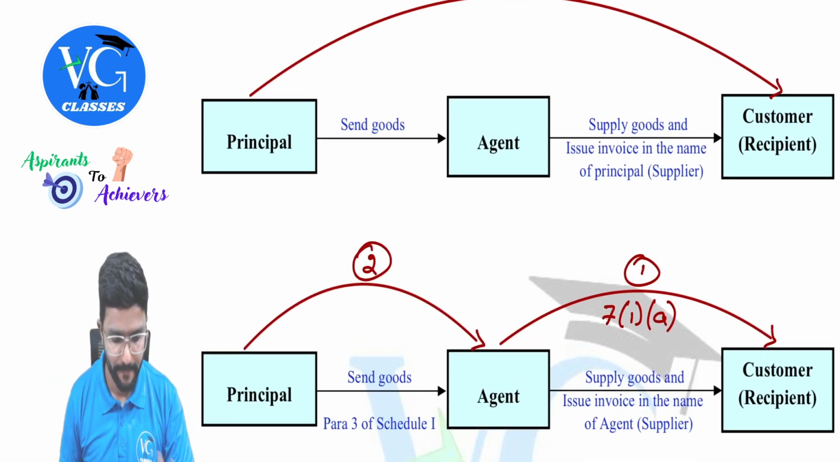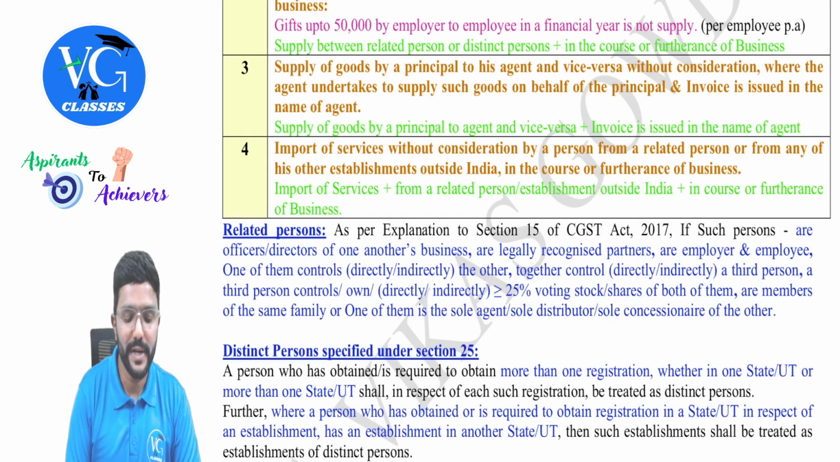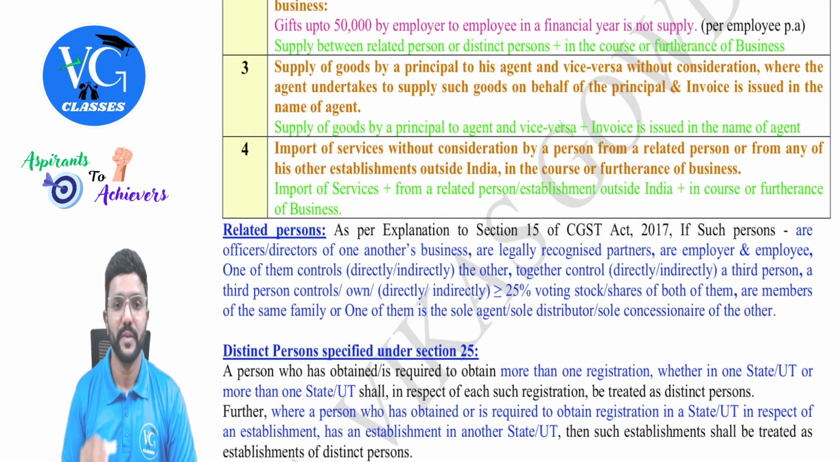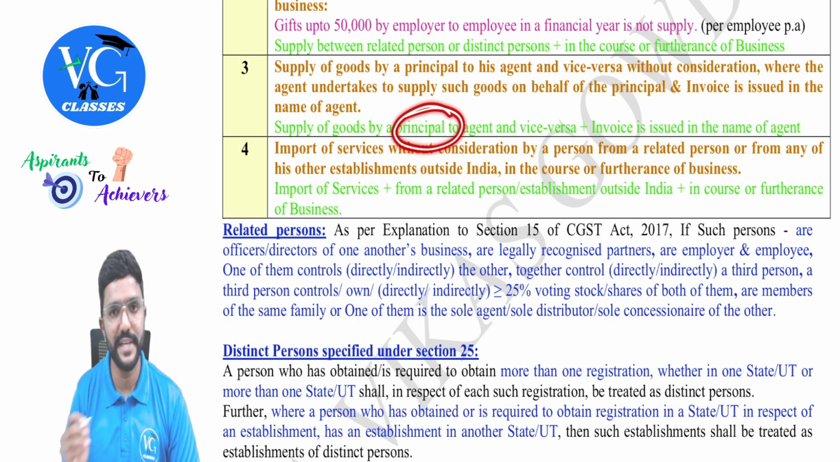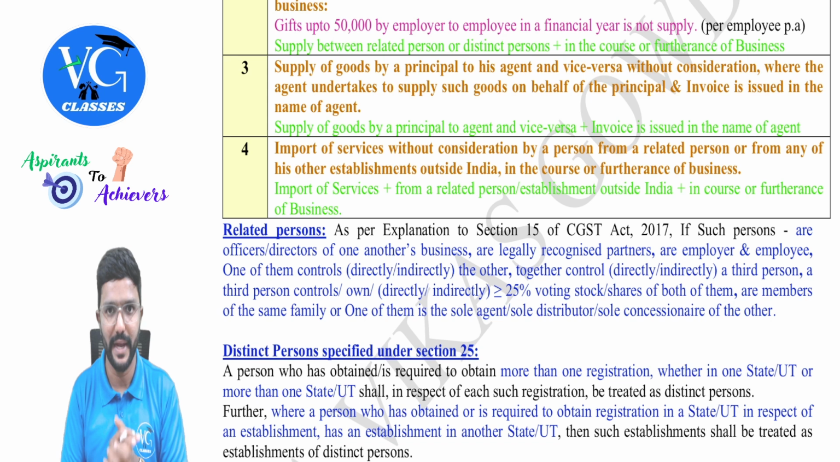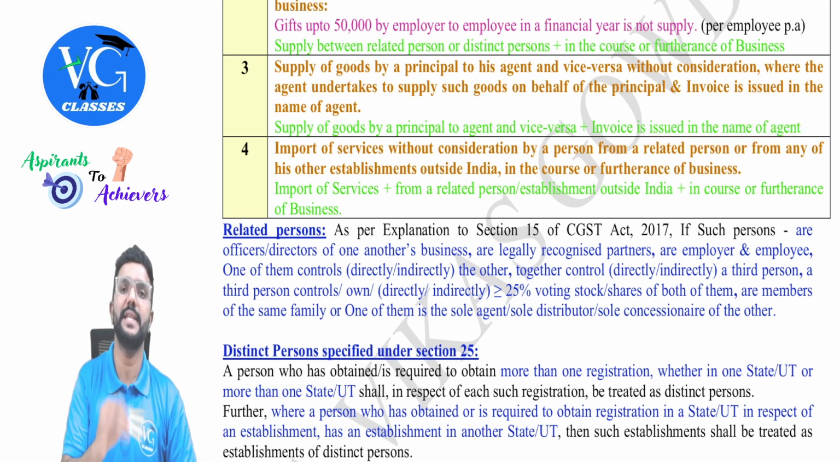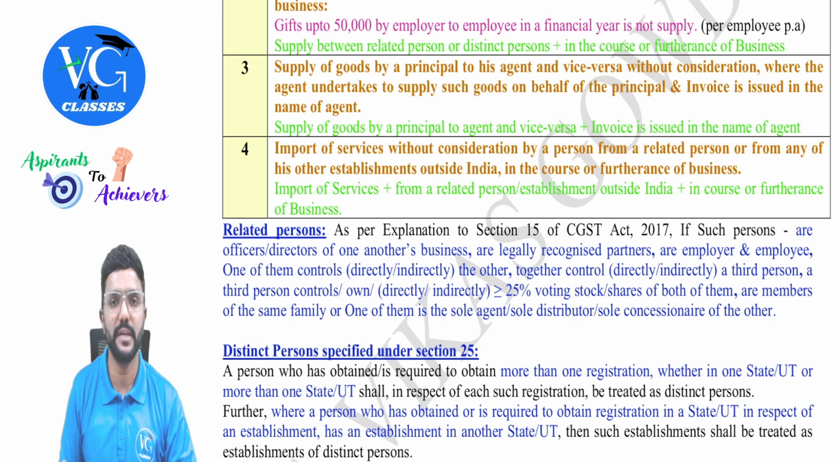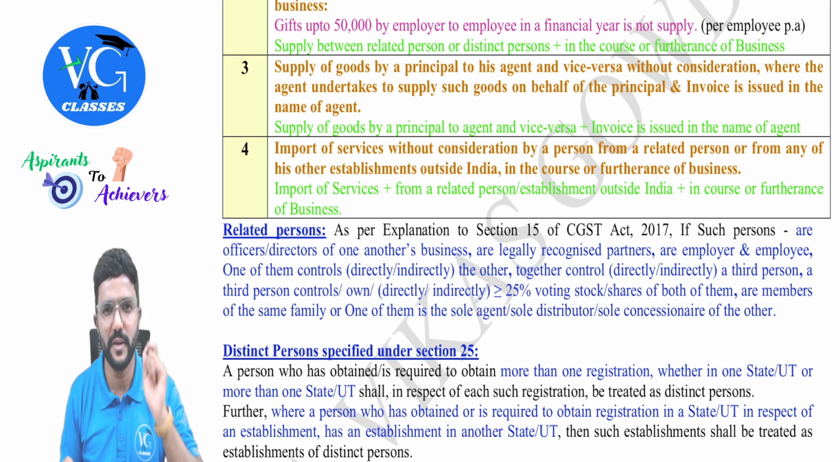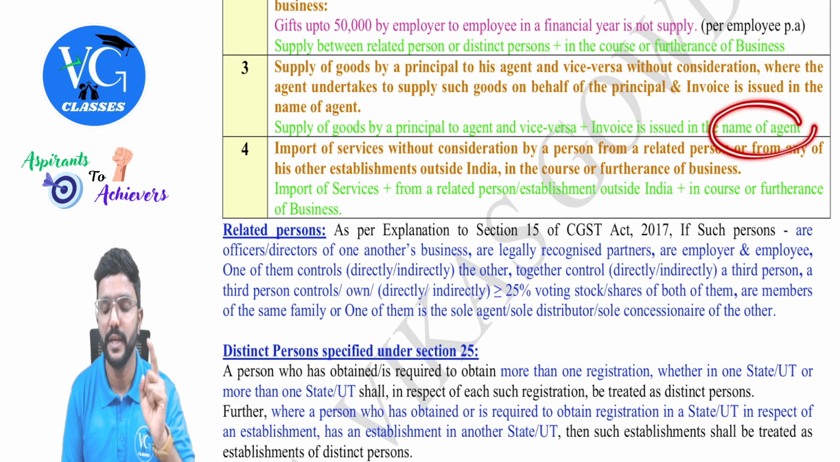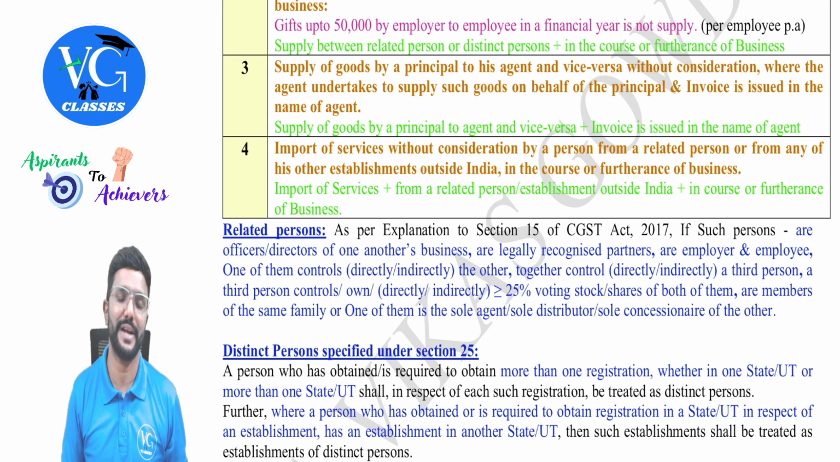Yes. Let us go back. So what is the prerequisite I have given in green color? Supply of goods by a principal to agent or vice versa. Either purchase or sales, both are covered. Plus the invoice is issued in the name of the agent. Only then is an activity or transaction between principal and agent covered here, even without consideration. So one thing we have to check here, very importantly, is in whose name the invoice is issued, guys.